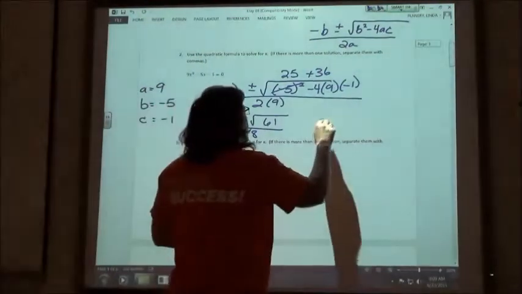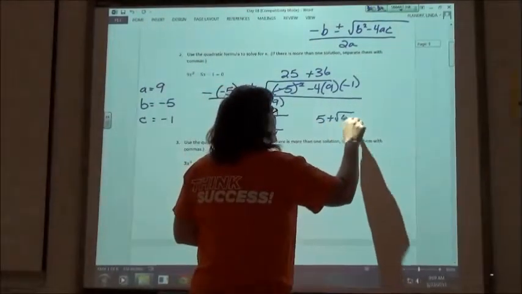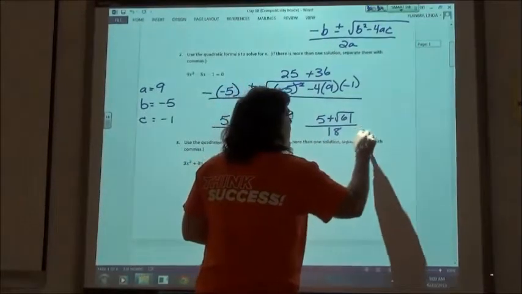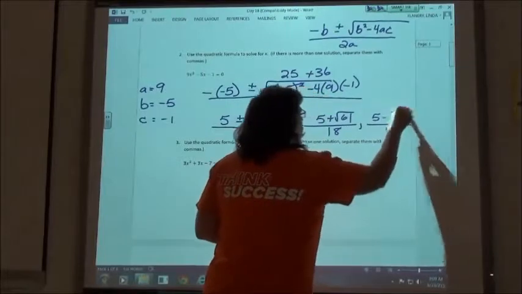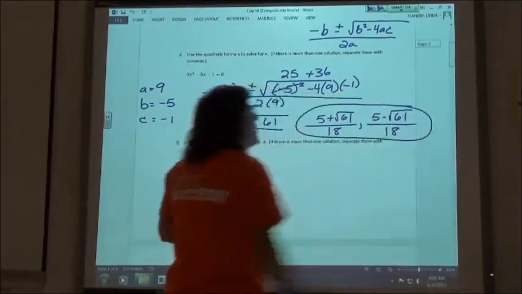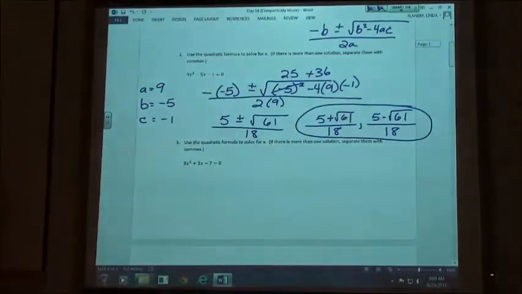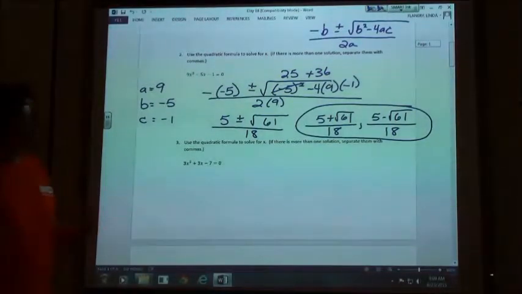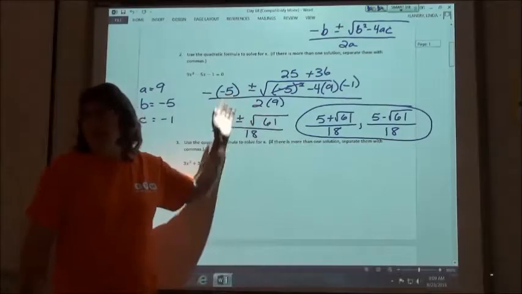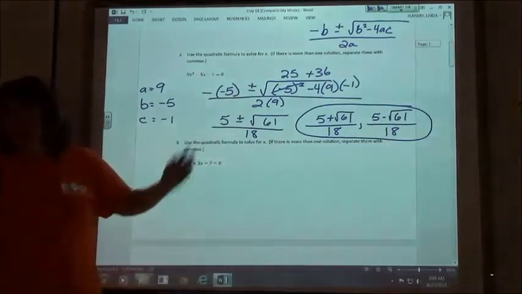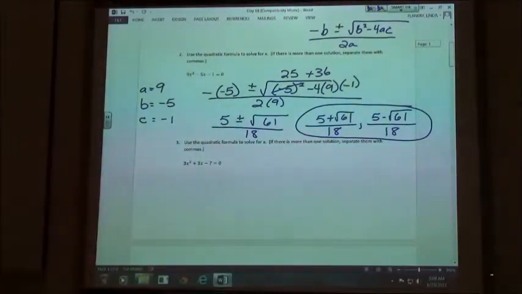So I have 5 plus the square root of 61 all over 18, and 5 minus the square root of 61 all over 18. Now on some of these you are going to be able to simplify further. If you would have had the square root of 63, you could have factored it into 9 times 7 and made it 3 square root of 7. And sometimes you can even reduce it.